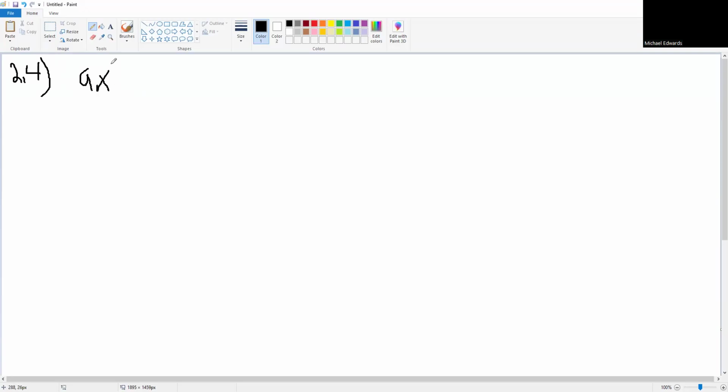a times x squared plus bx plus c equals 0. That's the quadratic equation in standard form, where a, b, and c are real numbers. a is the coefficient of x squared, and b is the coefficient of x. So those are real numbers, like 10 or 1 or 2 or whatever.